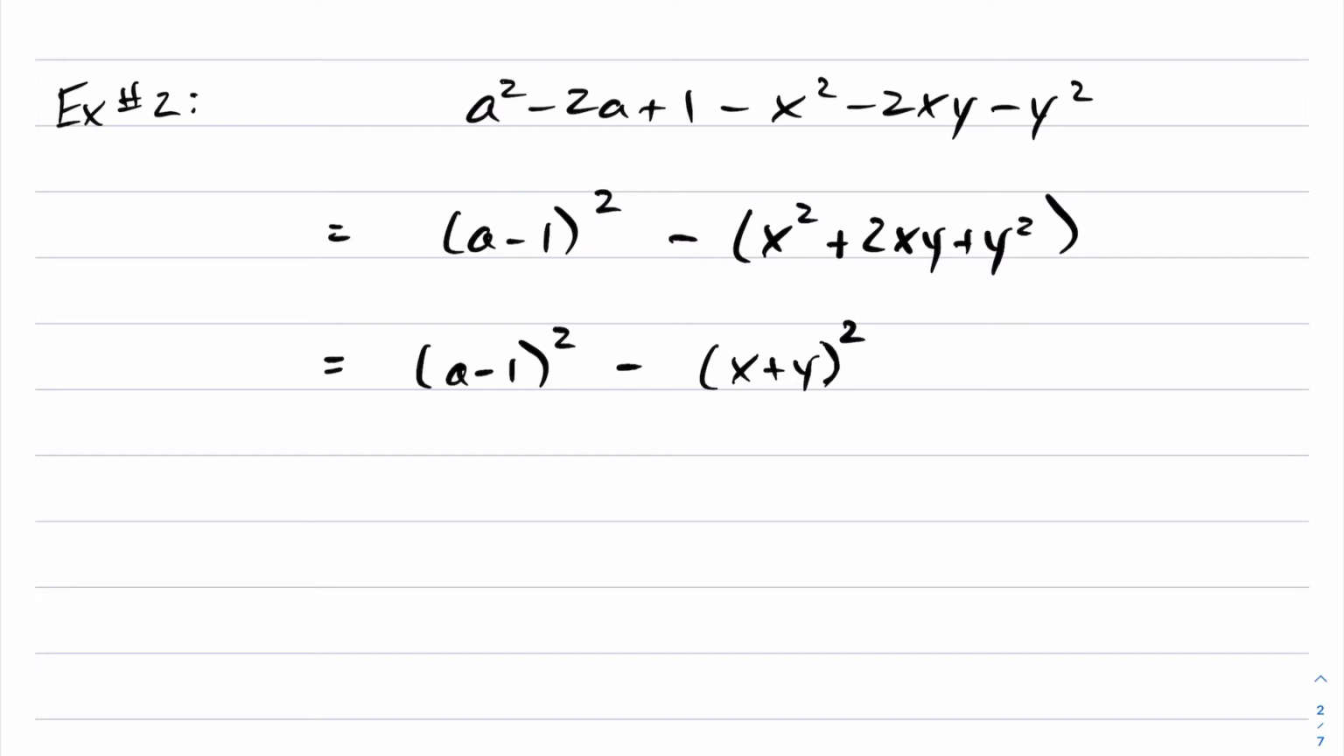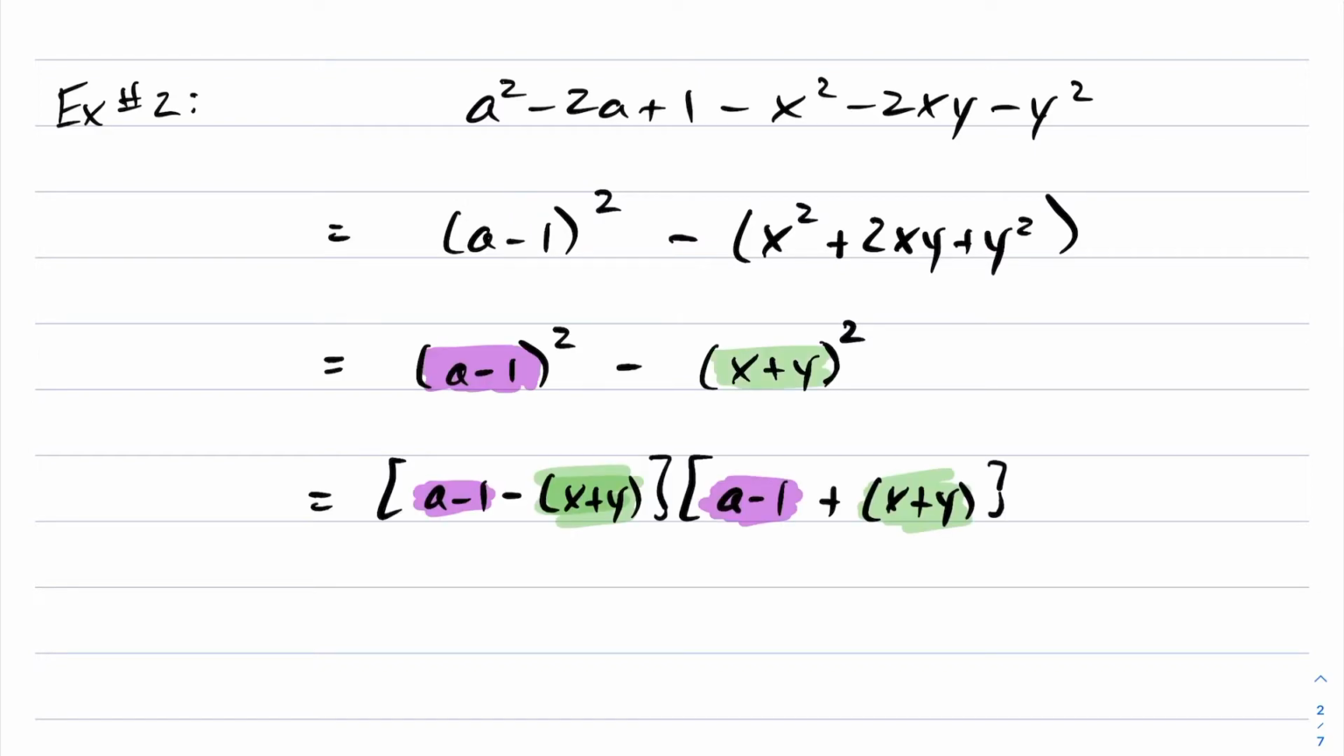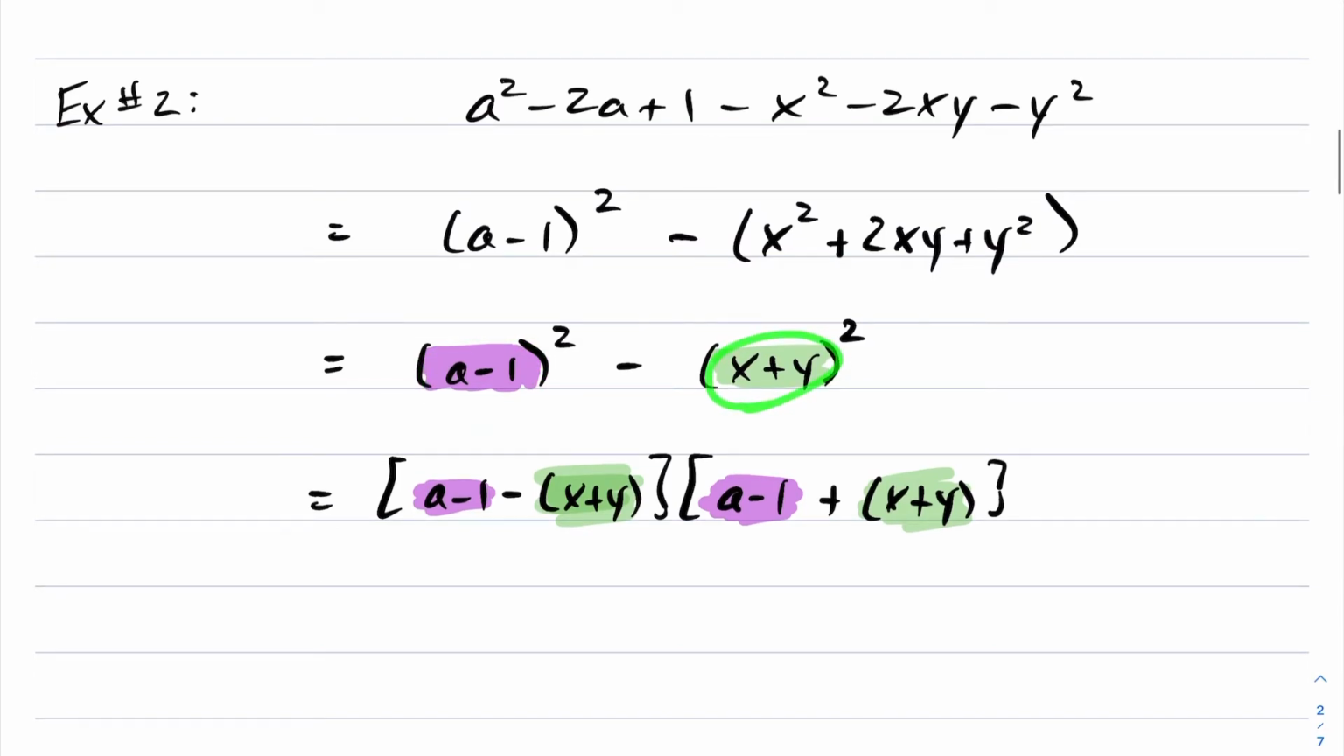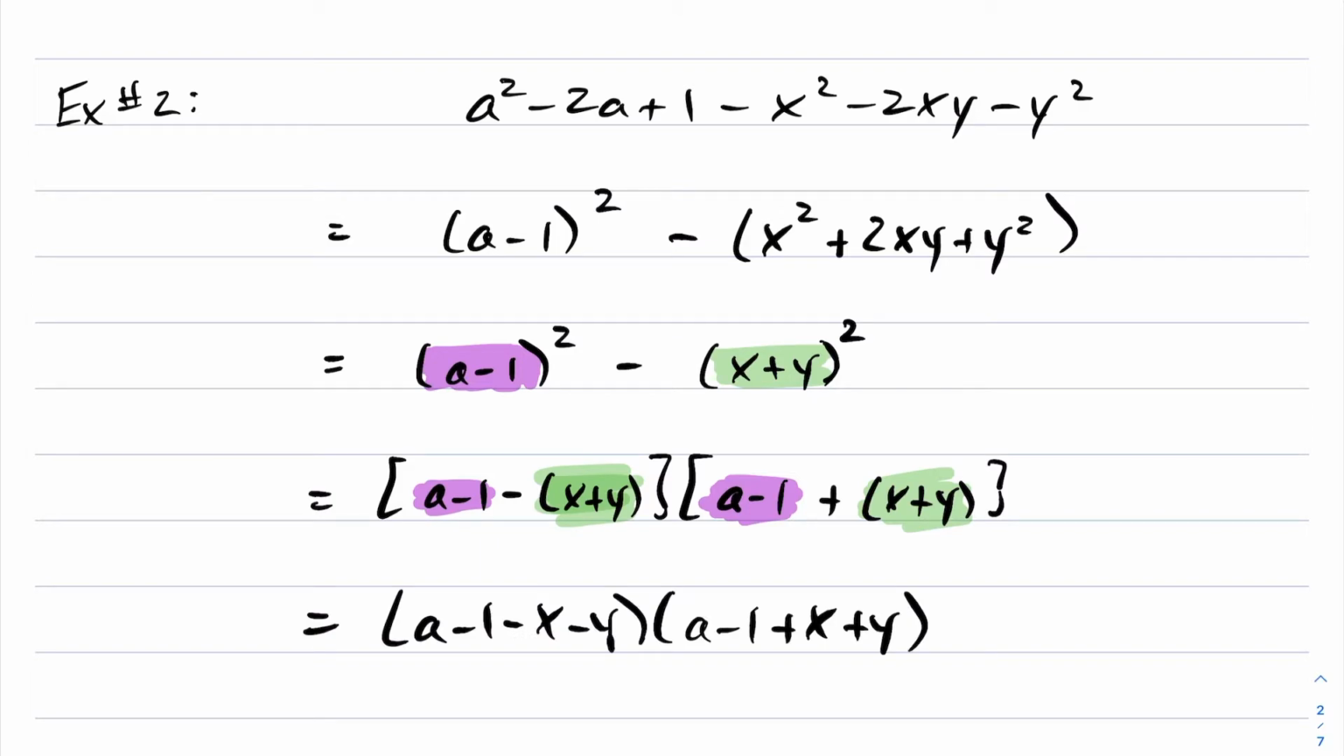Just like before, we now have difference of squares set up for us. Lining this up here, we have our placeholder for x, our placeholder for y. You can see here we have x minus y, x plus y. Now we just distribute and clean this up a bit, and now our expression is fully factored. Let's take a look at another example.